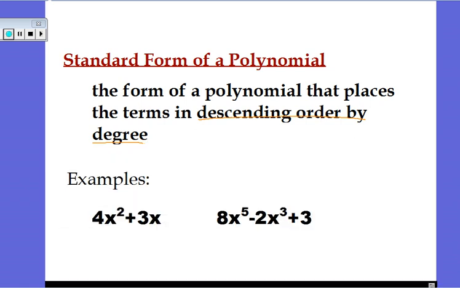Taking a look at the first example, I see that this one has a degree of 2, and this one has a degree of 1. I want to put them in order from greatest to least. Currently they are already in order from greatest to least, so this is already in standard form. The next one, I see 8x to the 5th, so that degree is 5, negative 2x cubed, so that degree is 3, and then plus 3, so that degree is 0. The degrees are in order from greatest to least already, so this polynomial is in standard form.